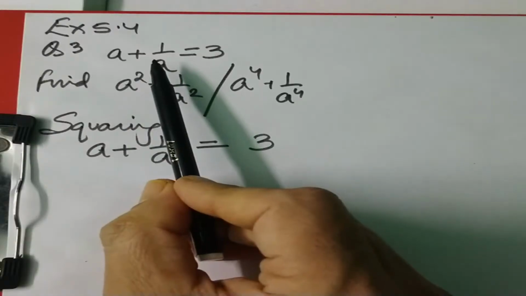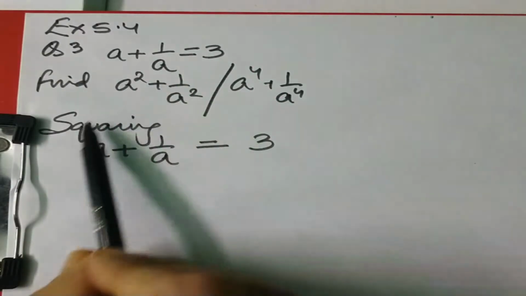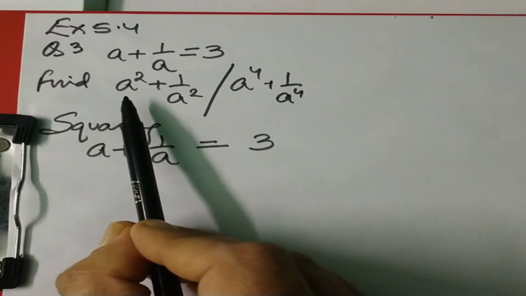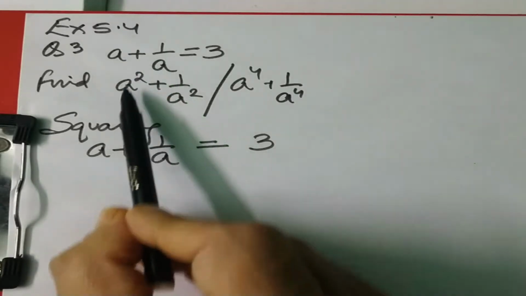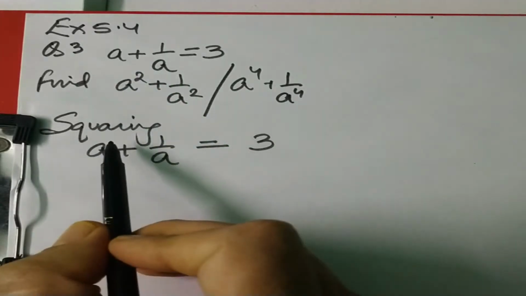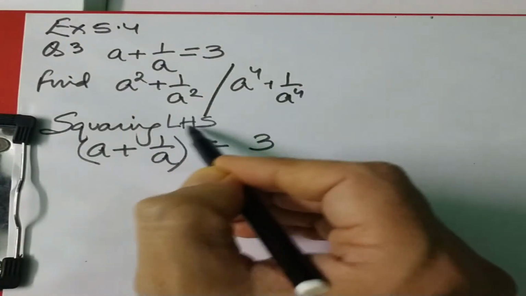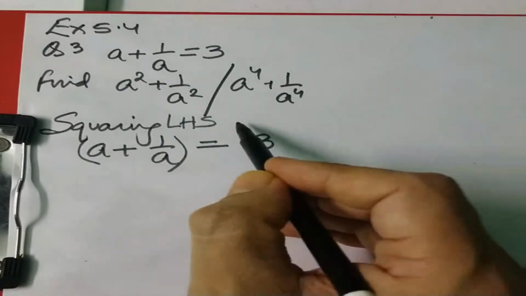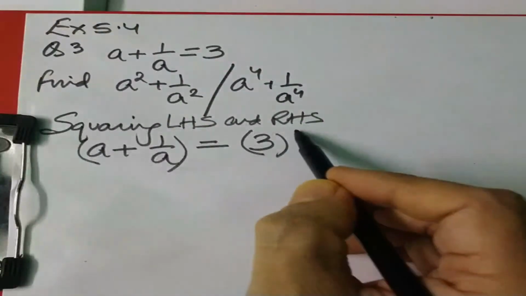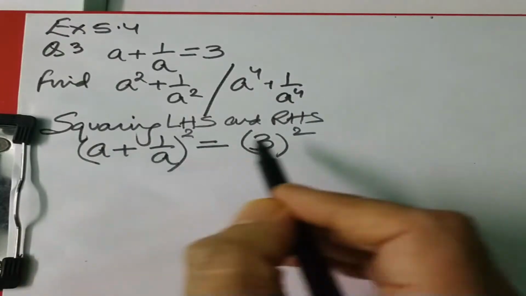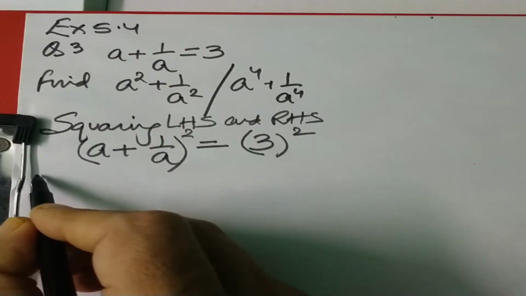So a plus 1 upon a is equal to 3 is the question, and this I am squaring. Why am I squaring? Because I want to make this into a square. So I will square this, and squaring is done of the left hand side and the right hand side. So square of the left side and square of the right side. Now when you square this, you will use a formula.